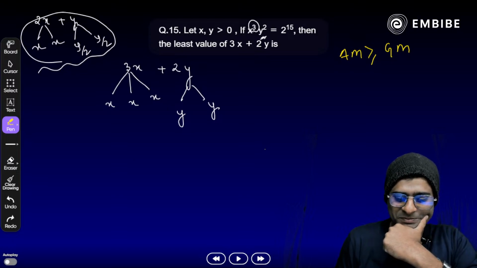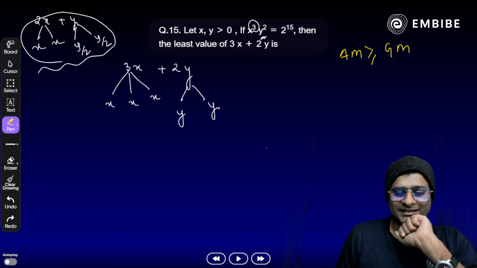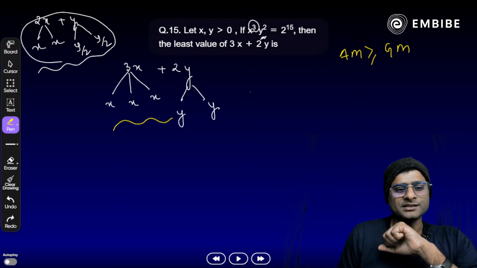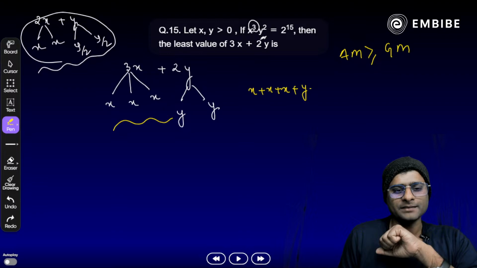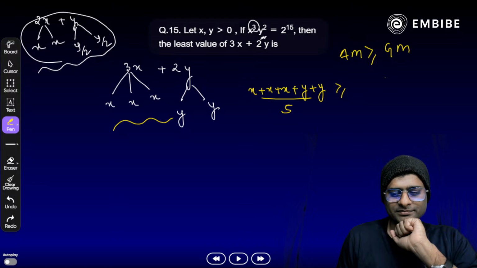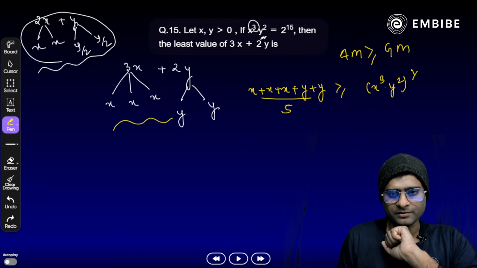Okay, did you all get the answer? Let me check here. Yes, just apply the arithmetic mean here. We need to add all these values here. So x plus x plus x plus y, whole divided by 5, is more than or equal to the GM, the geometric mean, which is x cube times y square, whole raised to power 1 by 5.